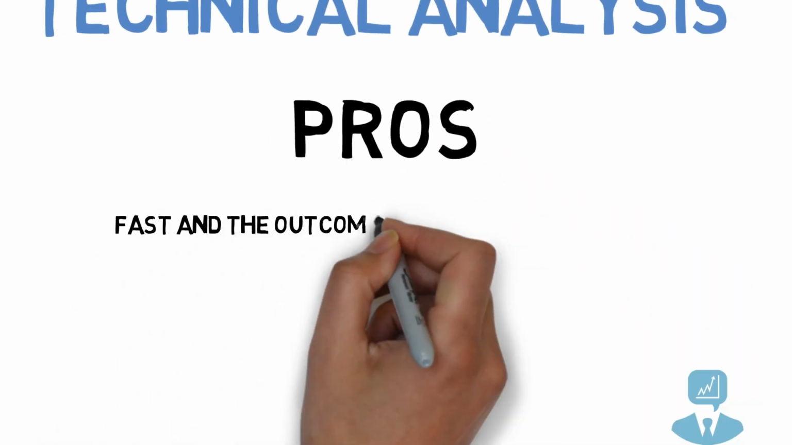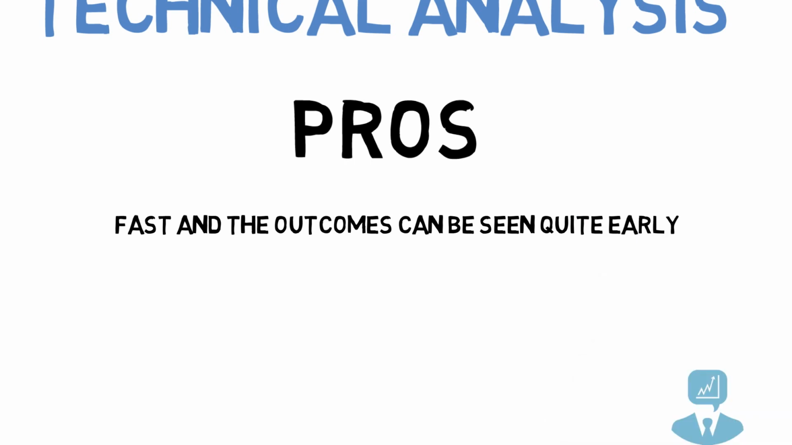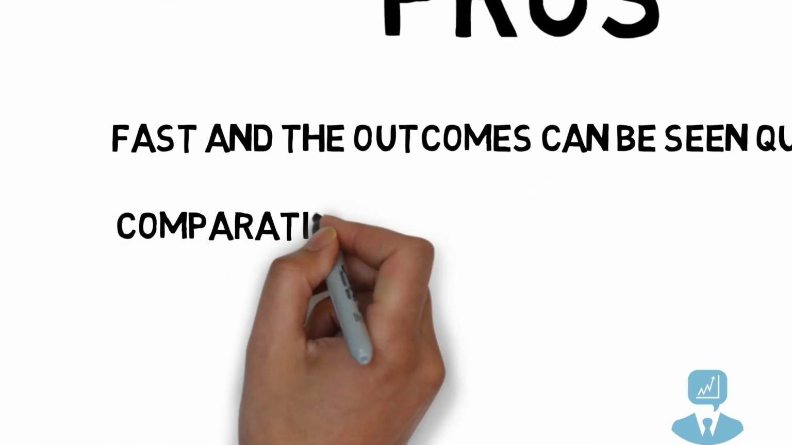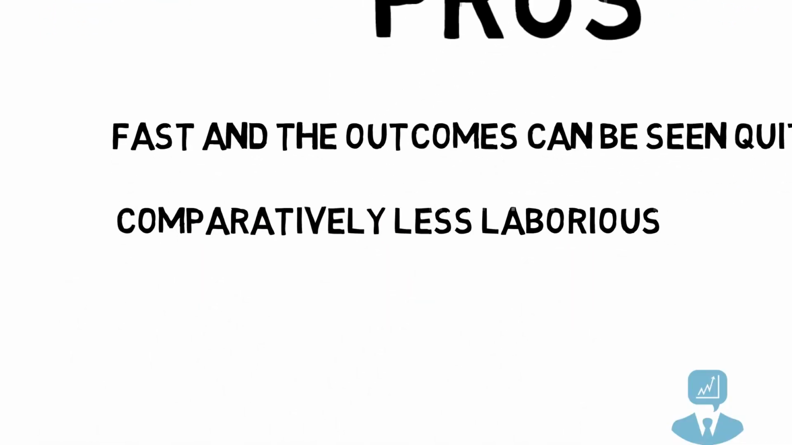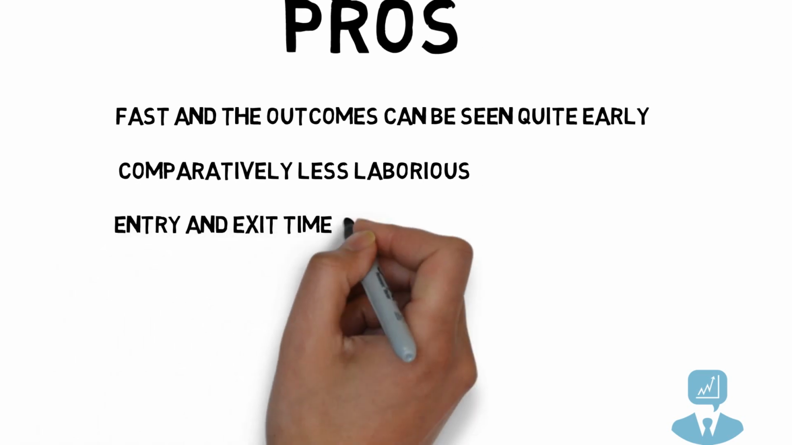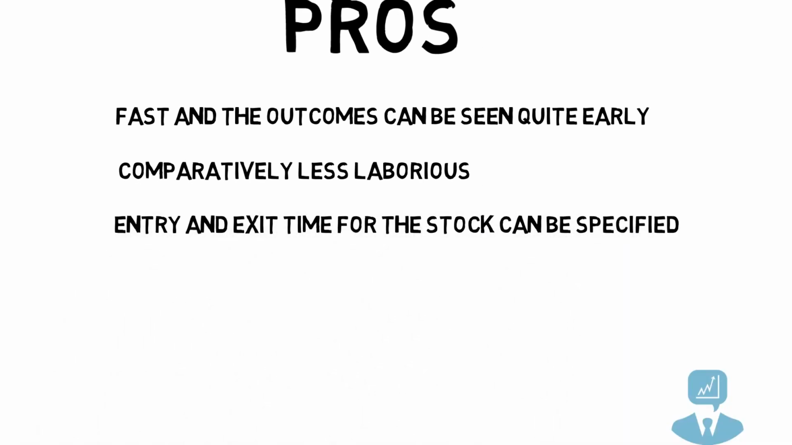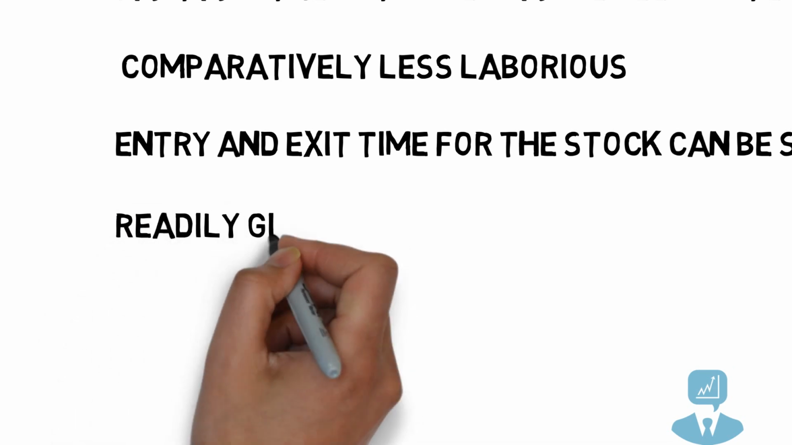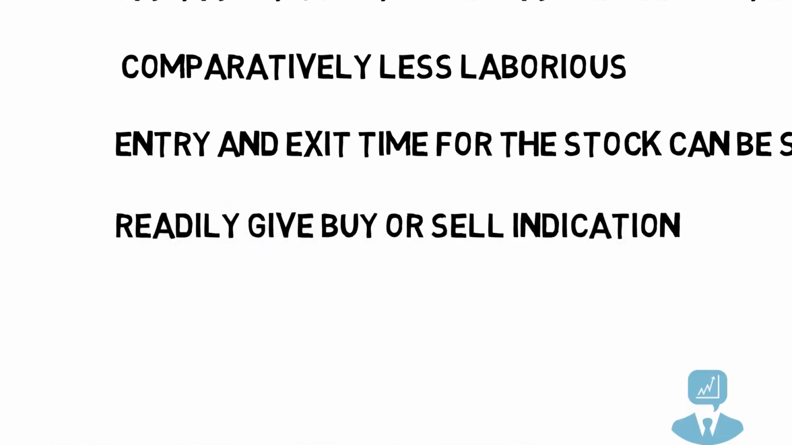Technical analysis. The pros of the technical analysis are, it is fast and the outcomes can be seen quite early. This approach is comparatively less laborious. The entry and exit time for a stock can be specified using the technical analysis tools. And further, technical indicators readily give buy and sell indications.